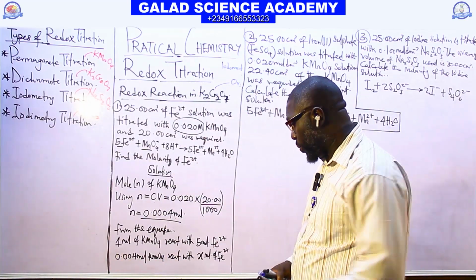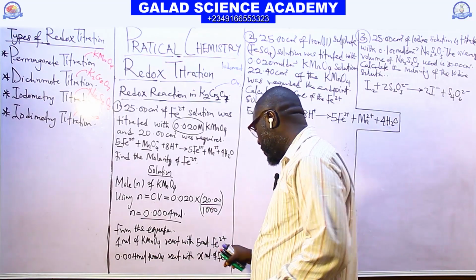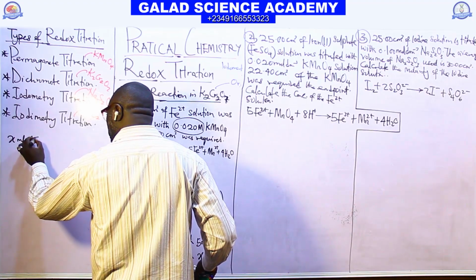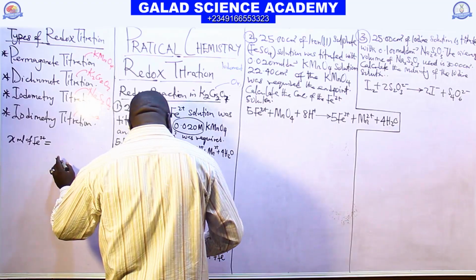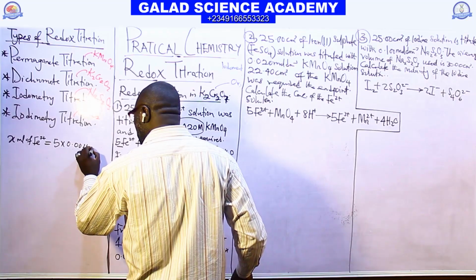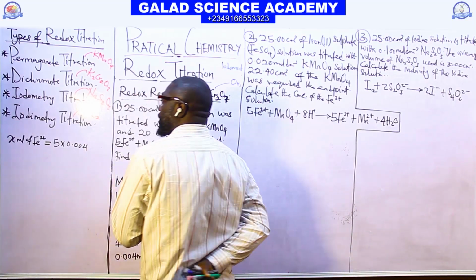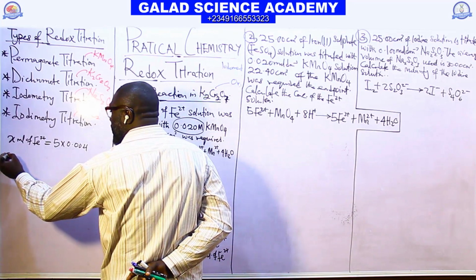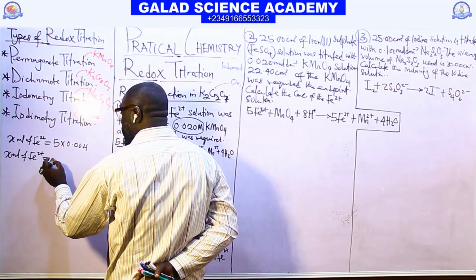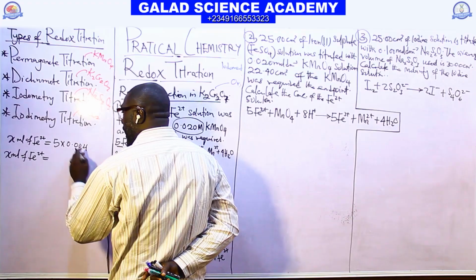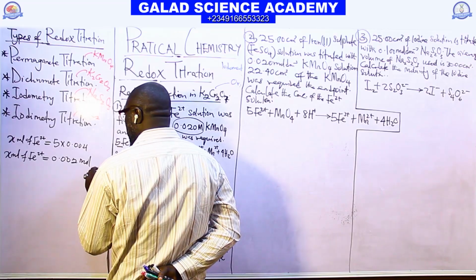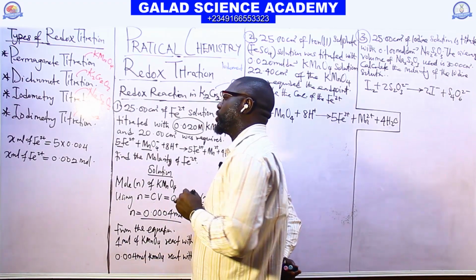So let me use this side for the continuation. I will cross multiply. This will come here, this will come here. You will now have x mole of iron 2 plus equal to 5 multiplied by 0.004 mole. If you multiply these together, the mole of iron 2 plus will give us 0.002 mole of iron.